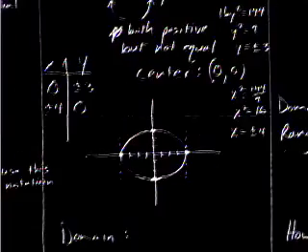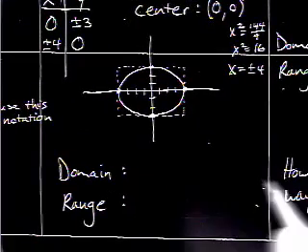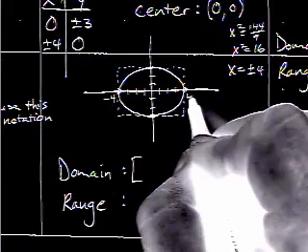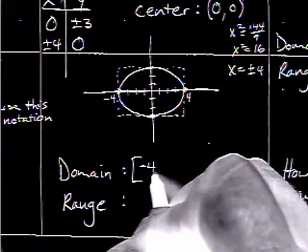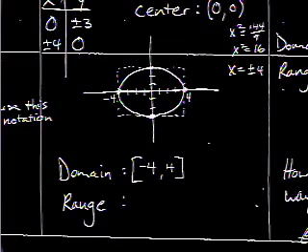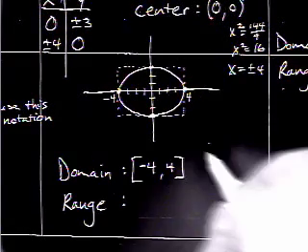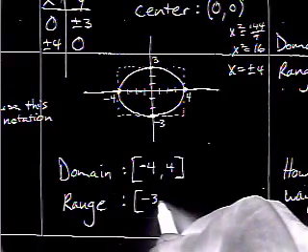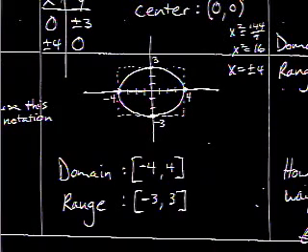Now, what's my domain? My domain goes from negative 4 on the right to positive 4 on the left. So negative 4 to positive 4, including the endpoints, so we've got to include. But I only go from negative 3 to positive 3 here, so my range is different. Also indicating it's not a circle, because the distance in the domain is different than the distance in the range.